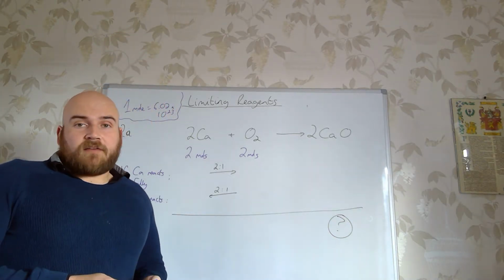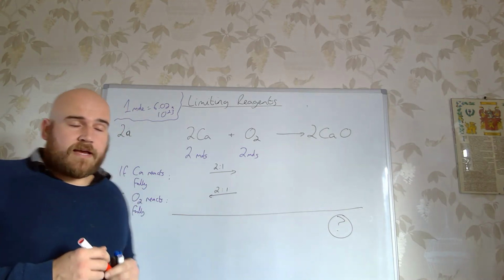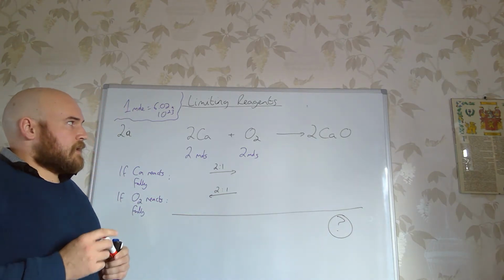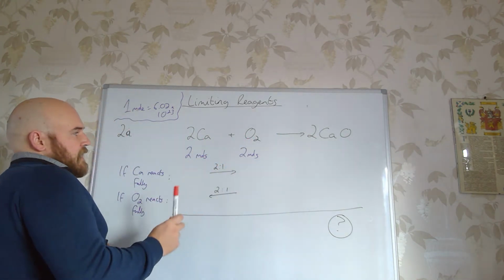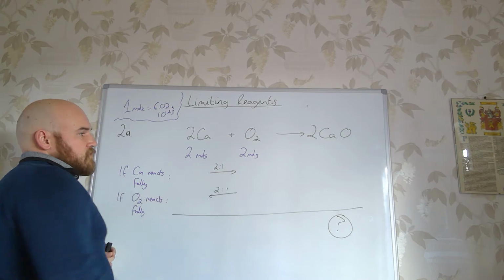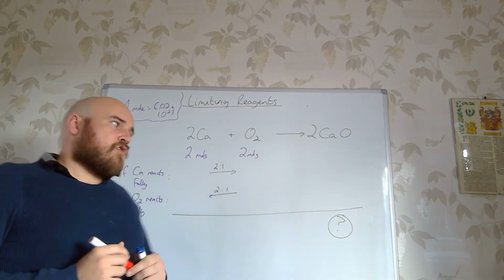Okay guys, so I've set up the grid for the second lot of questions. So this is question 2A, and then 2B and 2C will follow. It's a reaction between calcium and oxygen to make calcium oxide, and you're given 2 moles of calcium, 2 moles of oxygen. So what is going to run out first and be our limiting reagent?